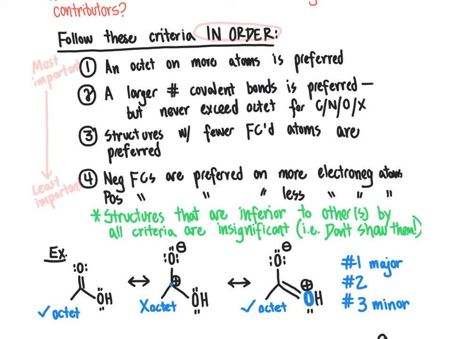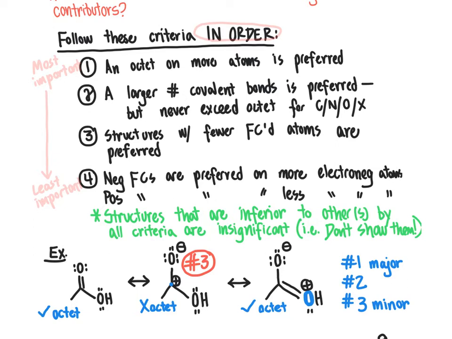So both the structure on the far left and far right have an octet. The one in the middle doesn't. And so with that, we can immediately say that the one in the middle has to be the least stable, least strongly contributing of those 3 structures. So then we're going to go down to the next criteria on the list, step 2, because we weren't able to differentiate between the structure on the far left and the far right using just step 1. So step 2 is what we're going to look at next.